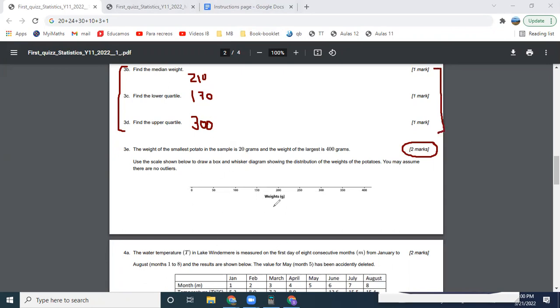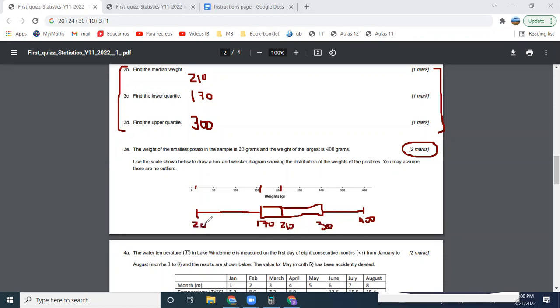So in this case, we will put the 210 over here, then 150, let's say it's over here. Then the 300. And then we go until the minimum value, which is around 20, and then until the maximum, which is 400. We should write the numbers here: 170, 210, 300, and 20.